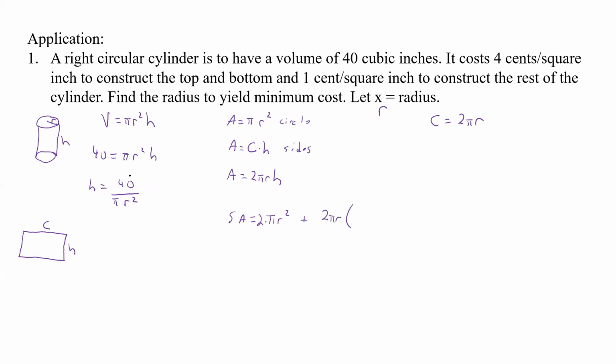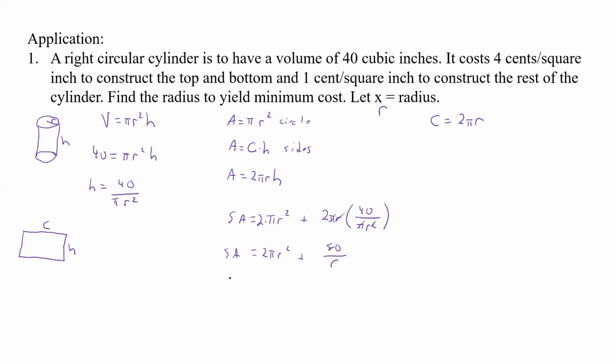Well, we solve for h here, so let's multiply that out there, 40 over pi r squared. Okay. Now, pi will cancel, one of the r's will cancel, and so we get 2 pi r squared plus 80 over r, okay? Now, that's just the surface area.